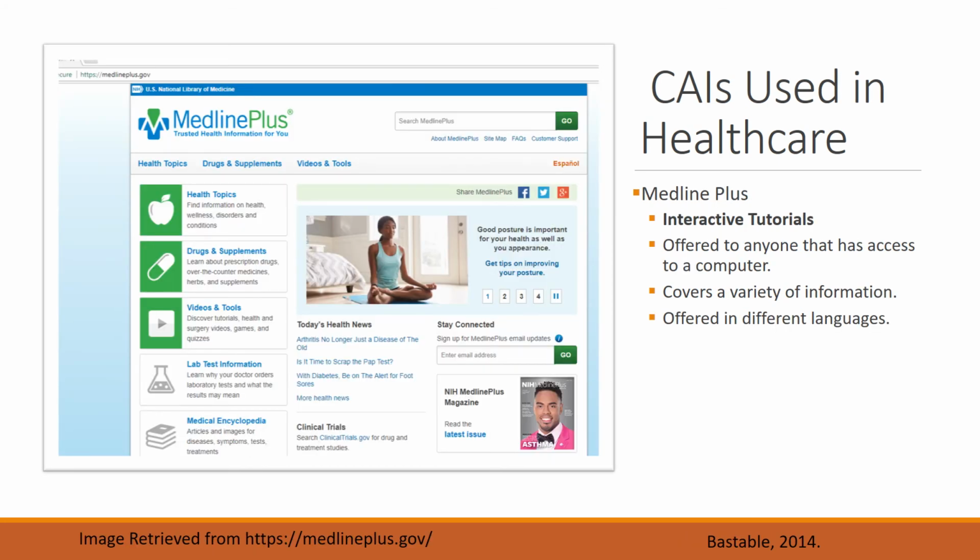A third type of CAI used in healthcare is Medline Plus, which a lot of us might be familiar with. This tool offers interactive tutorials. It's offered to anyone who has access to a computer. All of these CAIs are. It covers a variety of information, and it's offered in different languages. As you can see in the photo, it talks about health topics, medications and supplements. It also shows you videos and tools, which is another added benefit. It can tell you what your lab tests mean. There's a medical encyclopedia, so if your patient doesn't understand information, they would be able to look it up here. So this is a really beneficial tool to patients as well as students who are trying to learn information.